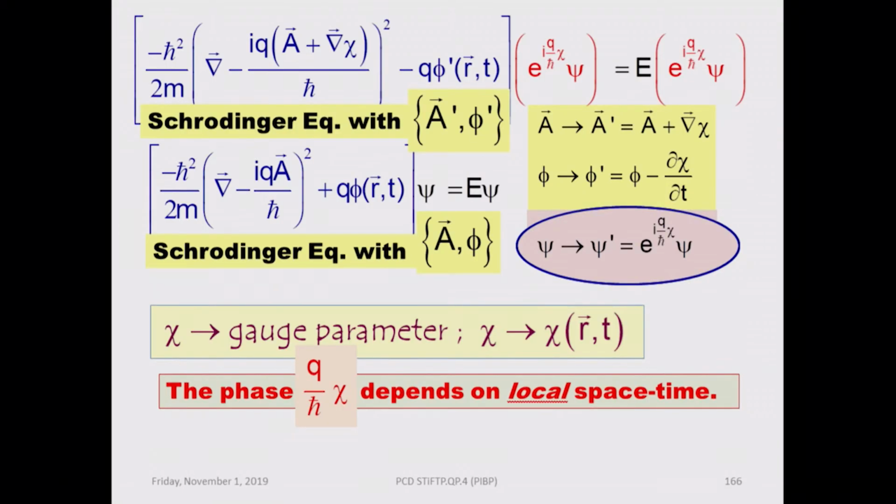And what this transformation does is to scale the wave function only by a phase factor, which involves the charge, which is e to the iq over h cross times the gauge function. Okay, so this is the gauge parameter. And the phase you can see, because chi is a function of local r and local time, so it depends on that.